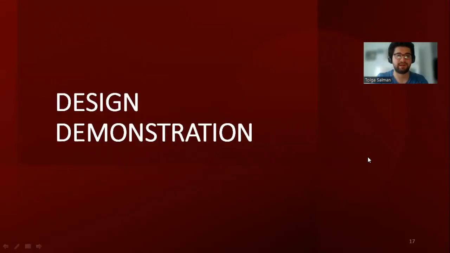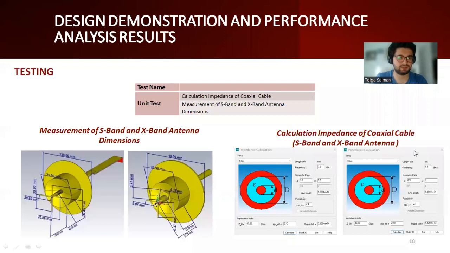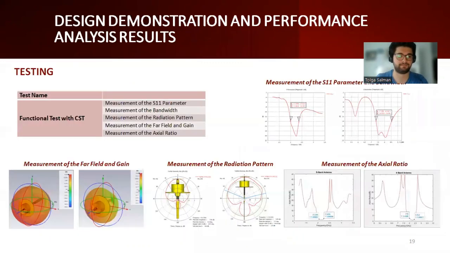My name is Tolga. I will explain the information about the design demonstration part of our projects. In this section on tests, our first test is the unit test. Here we measure the dimension values of the parameters of our antenna and the impedance of the coaxial cable. We do all this through the CST simulation program.